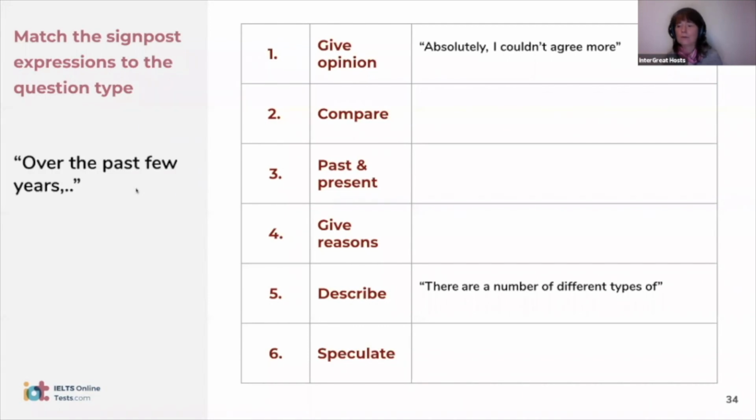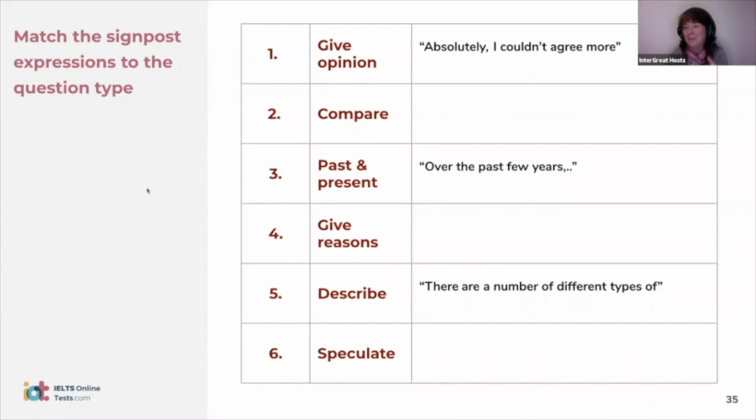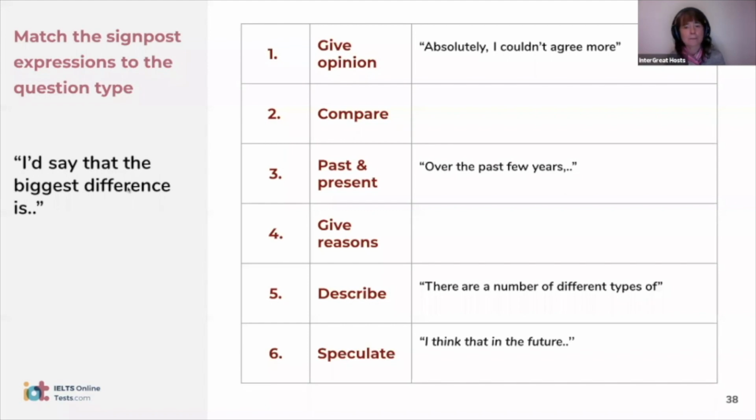If we say "over the past few years," it is a kind of comparison, but it's specifically comparing the past and the present. Again, trends is a good way of thinking about it. And again, present perfect in your answer. How about the next one? Very good. Clearly, we're saying in the future. So that is for our speculation type question.